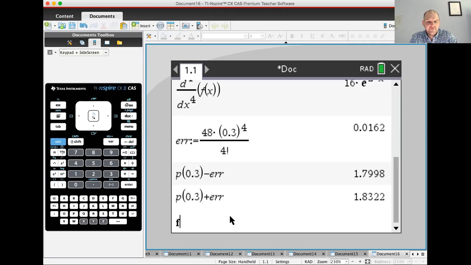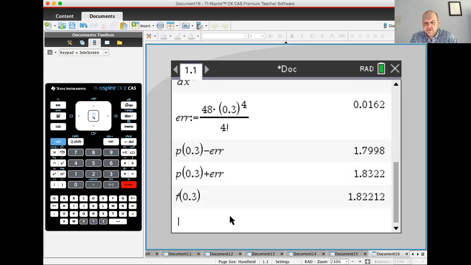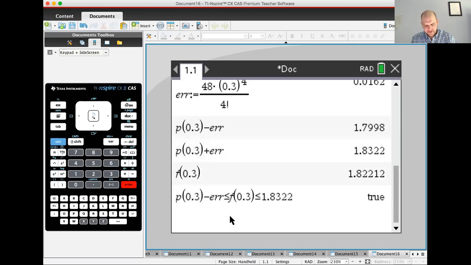So let's see what f of 0.3 is. There you go. It's between 1.8 and 1.83. That's insane that you can do this. Approximations are very cool. So we definitely got it right. You can ask the calculator, did we get it right? If it doesn't say true here, you definitely did something wrong. But it did work.